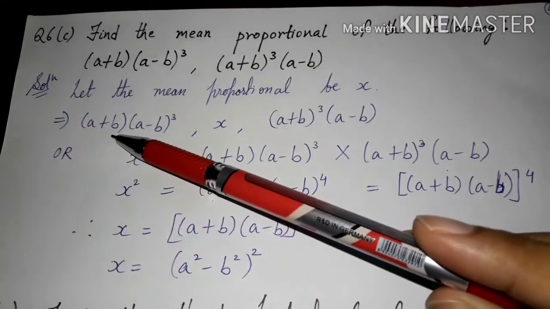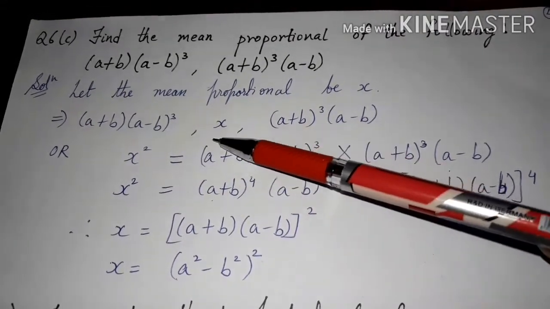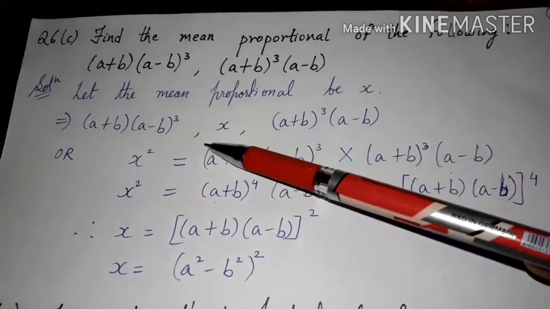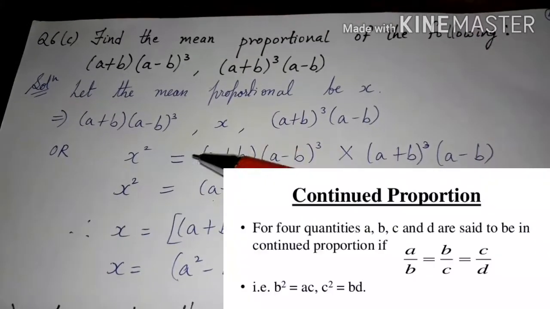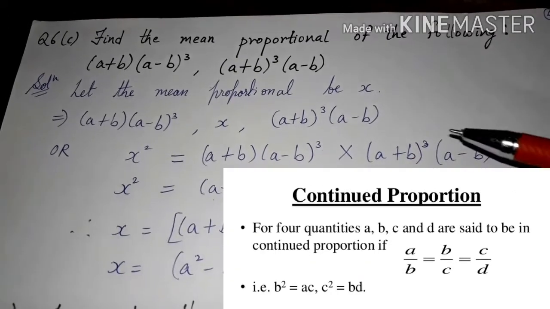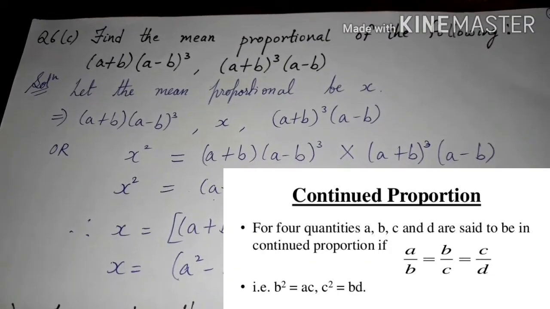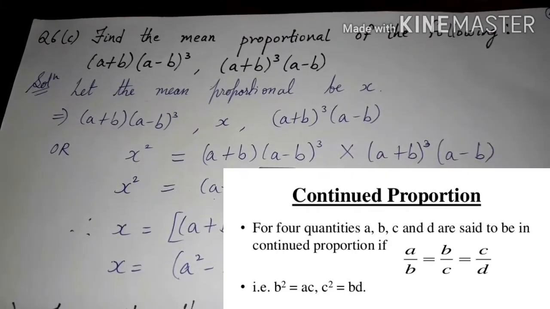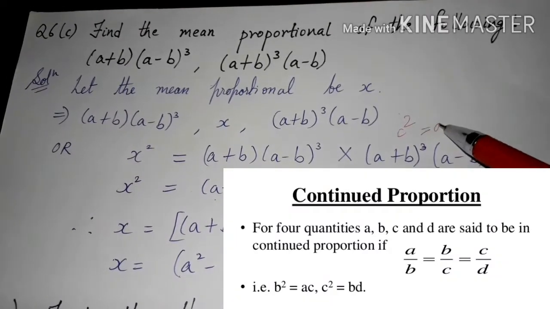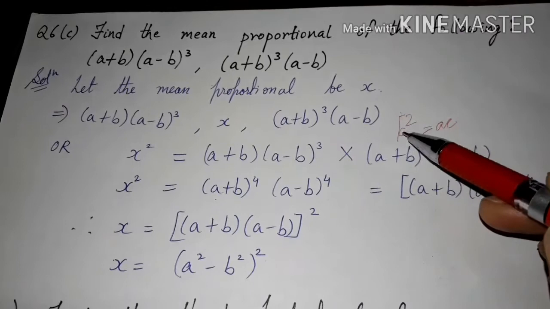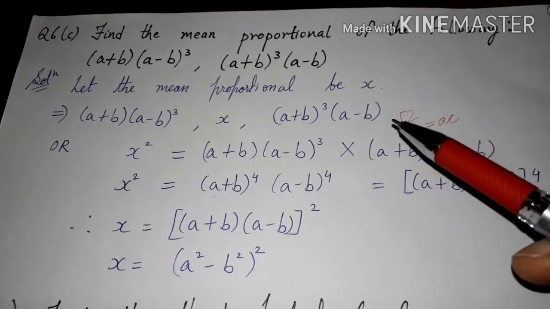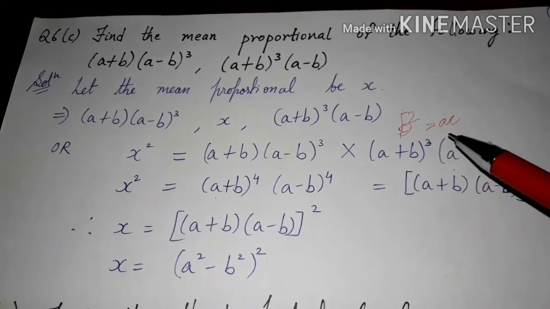So it can be written as a plus b, a minus b whole cube, comma x, comma a plus b whole cube, a minus b. X can come in the middle. Now we know that the square of the mean proportional is equal to the product of the first and the third proportional, which we have already discussed before. That is, b square is equal to ac, where b is the mean proportional, a is the first proportional, and c is the third proportional.